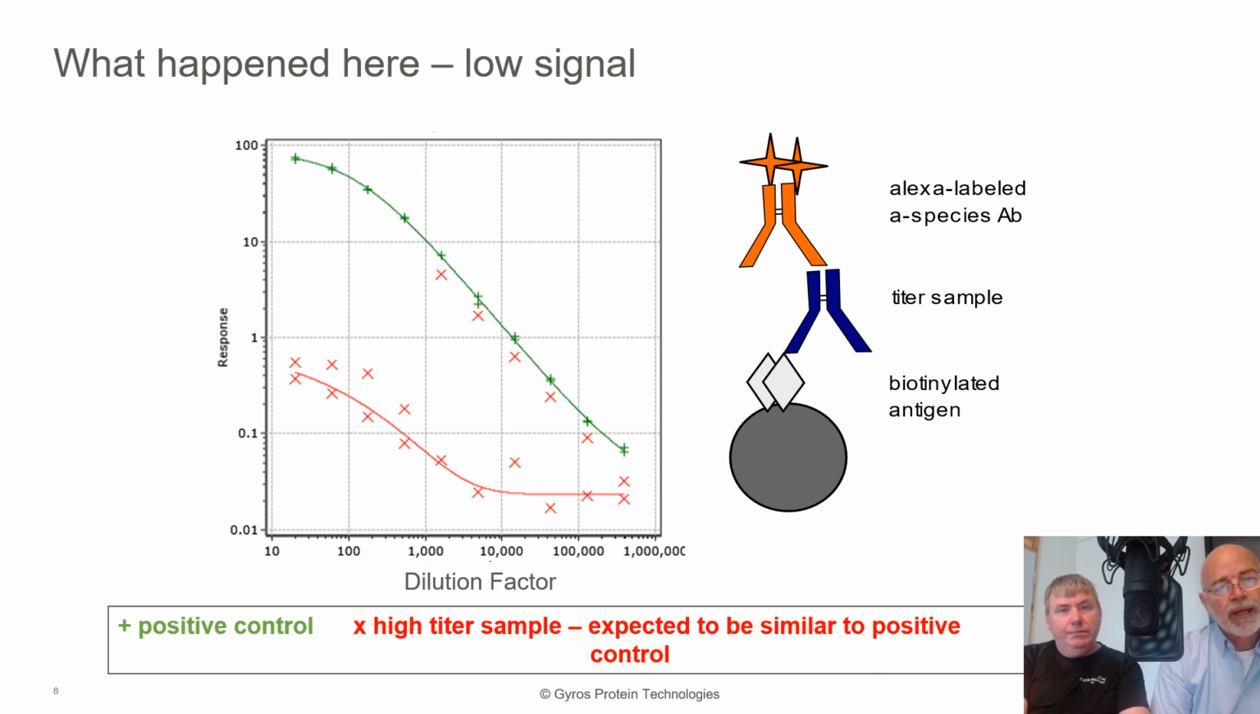What we're looking at here is our positive control in green. Then we have a high titer sample that we would expect to be at least parallel to the positive control, or similar to the positive control. What you see is much lower than expected signals. So we've got to diagnose what's happening here.